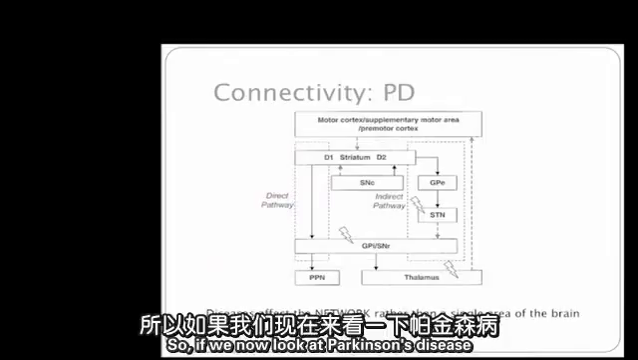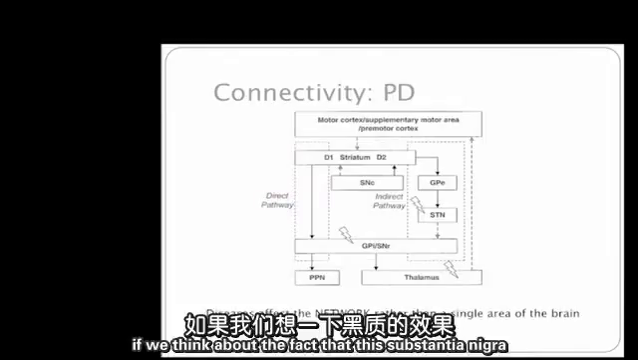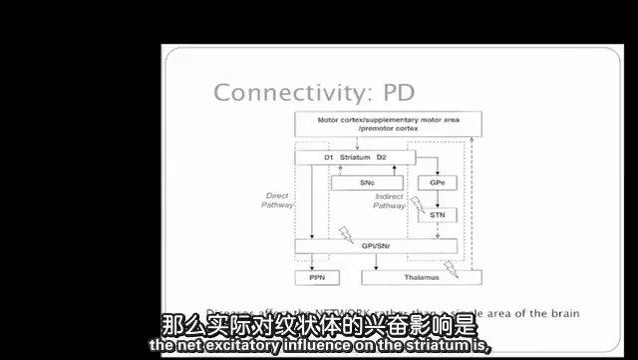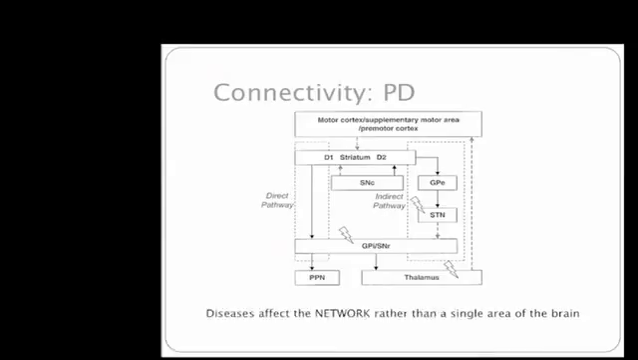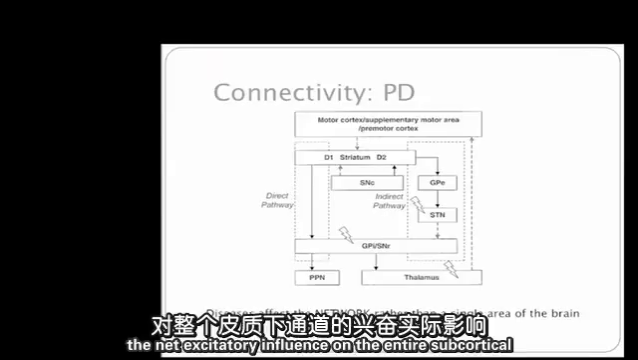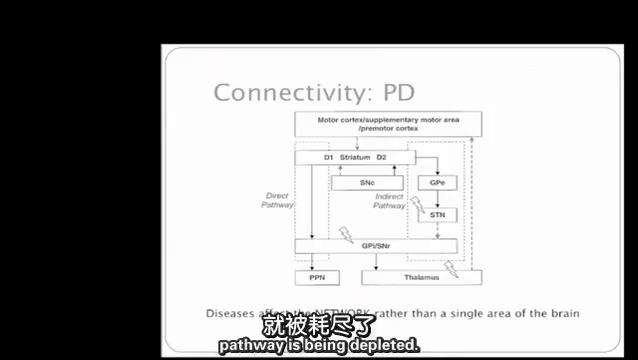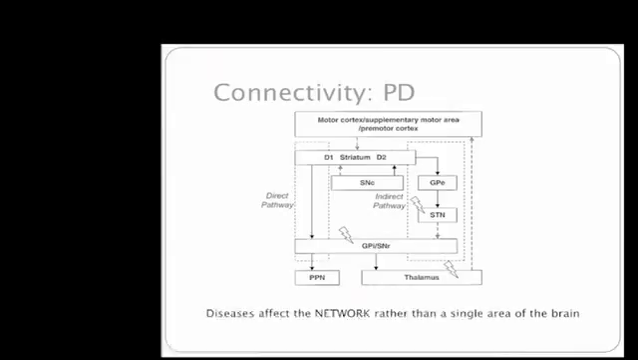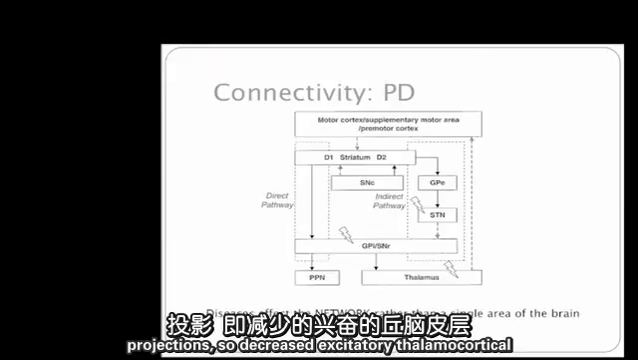So if we now look at Parkinson's disease, if we think about the fact that this substantia nigra is being inhibited or is deteriorating, and so the net excitatory influence on the striatum, the net excitatory influence on the entire subcortical pathway, is being depleted. You have decreased activity of the thalamocortical projections, so decreased excitatory thalamocortical projections.